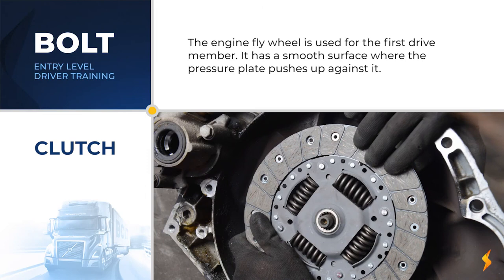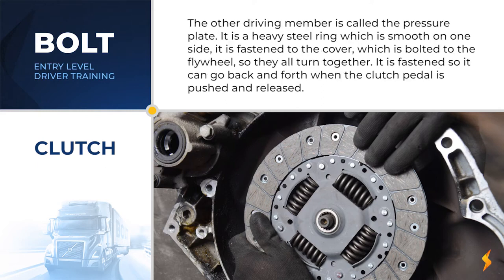The engine flywheel is used for the first driving member. It has a smooth surface where the pressure plate pushes up against it. The other driving member is called the pressure plate. It is a heavy steel ring which is smooth on one side. It is fastened to the cover, which is bolted to the flywheel, so they all turn together. It is fastened so it can slide back and forth when the clutch pedal is pushed and released.